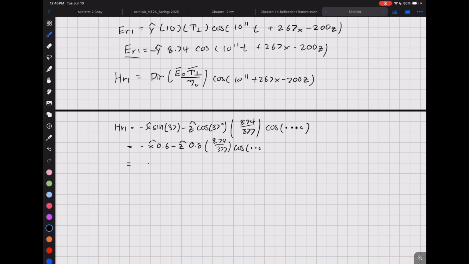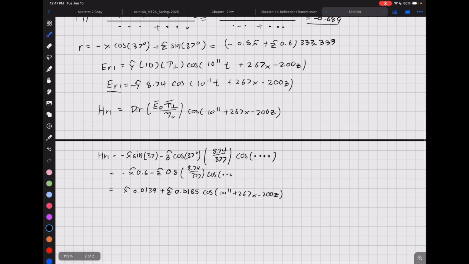Plugging that in the calculator, we're going to get x hat 0.0139 plus z hat 0.0185, cosine 10 to 11 t minus 200z. And that's going to get us our H reflected 1.